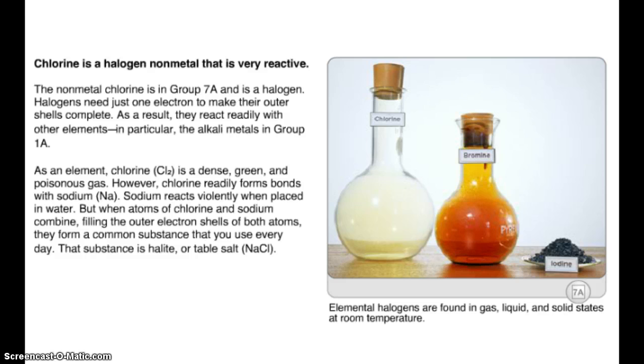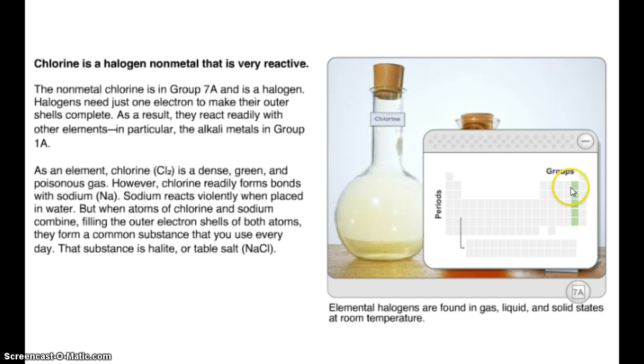Chlorine is a halogen that is very reactive. The nonmetal chlorine is in group 7A and is a halogen. Halogens need just one electron to make their outer shells complete. As a result, they react readily with other elements, in particular the alkali metals in group 1A. So again, the halides are going to very easily react with the alkali metals. They react with other stuff too, but super easy since they want to lose one, they want to gain one. It's very easy.